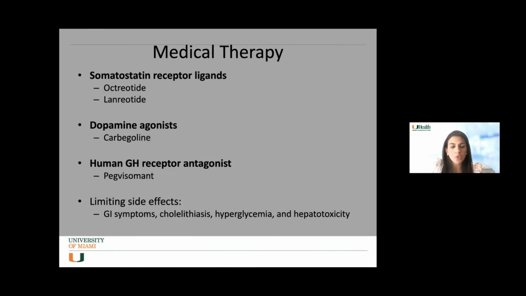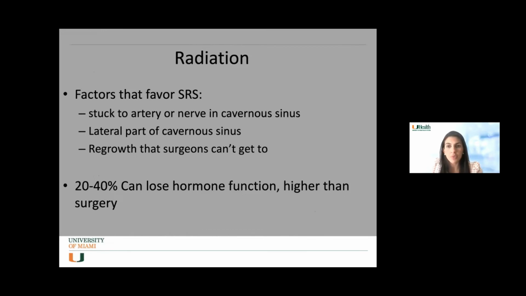I'm not going to go too deep into the mechanism of action of each of these drugs, but there are different drug options for growth hormone secreting tumors. Somatostatin receptor ligands like octreotide is the one that everybody talks about. Dopamine agonists can be used, and human growth hormone receptor antagonists can be used. Some of these medications can have pretty debilitating side effects, and this can be one of the limitations. That includes GI symptoms, hyperglycemia, and hepatotoxicity, et cetera, that may limit your ability to continue medical therapy.